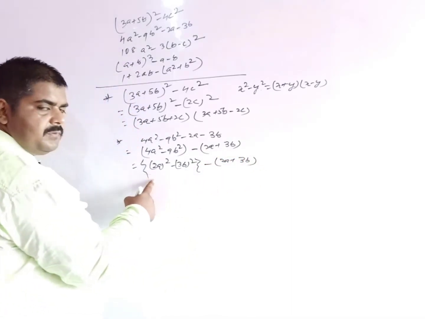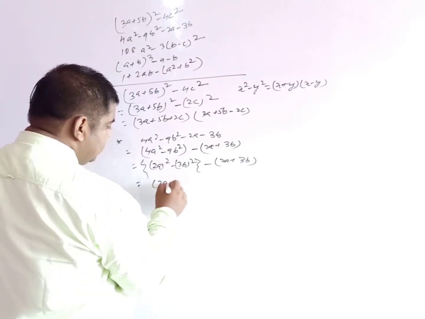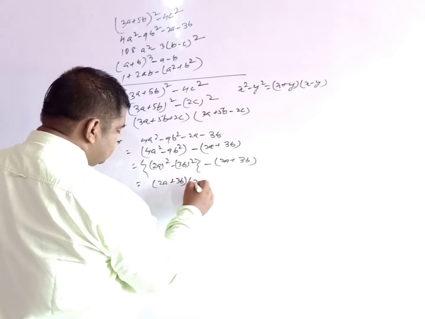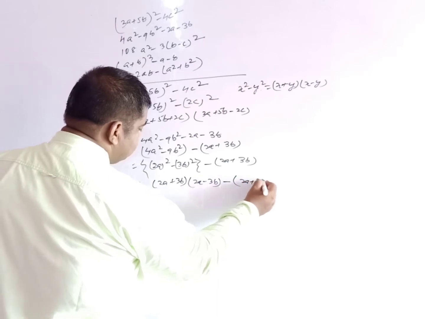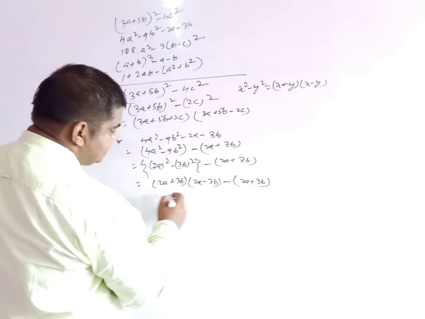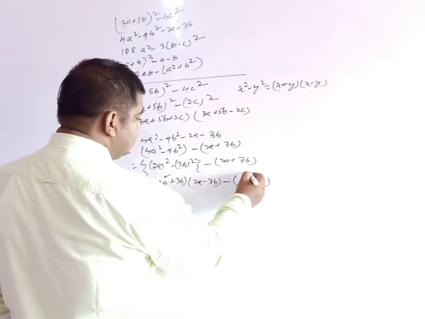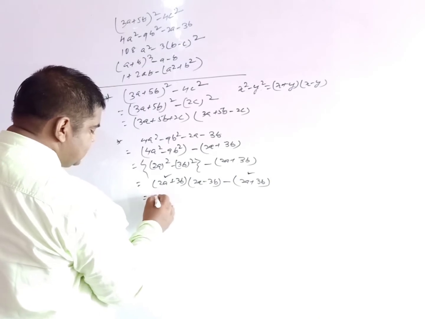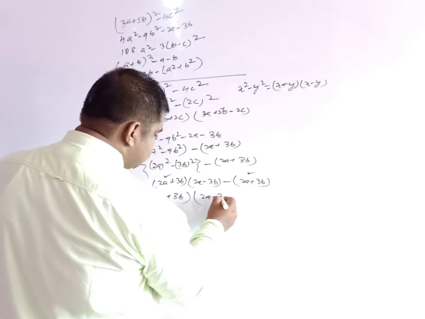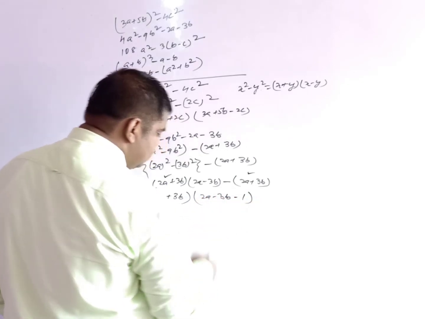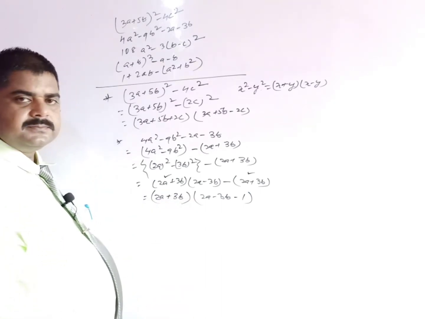This is in the form of x squared minus y squared, so you have to just express it as 2a plus 3b into 2a minus 3b, minus 2a plus 3b. And now you can just see that in both the terms, what is the common? 2a plus 3b, 2a plus 3b. So I have just taken 2a plus 3b into 2a minus 3b minus 1, and this is the final result of this question.